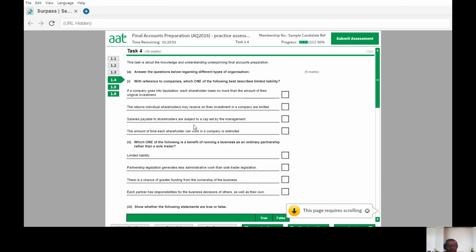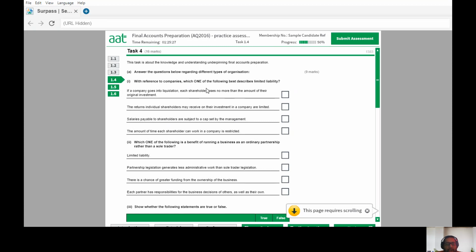Salaries payable to shareholders are subject to a cap set by management. It's all right, but it doesn't describe limited liability, does it? And the last one, the amount each shareholder can work in the company is restricted. That also doesn't look right. So we have to look at the real understanding behind this question.